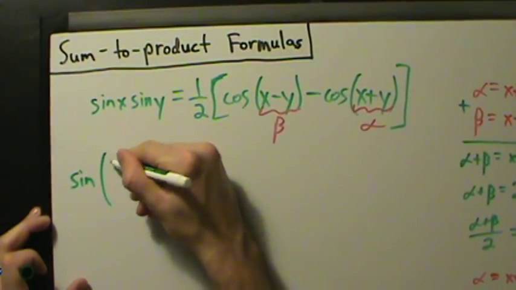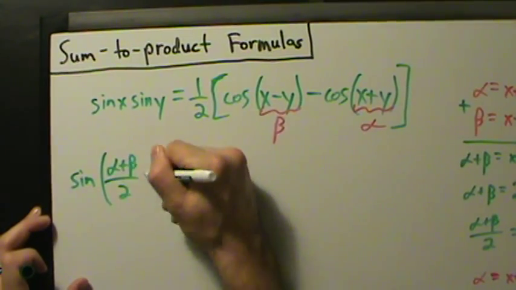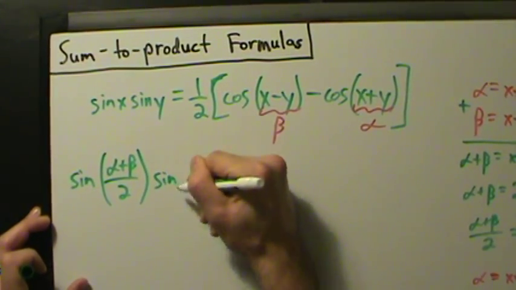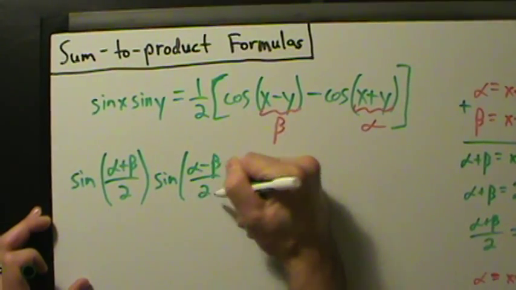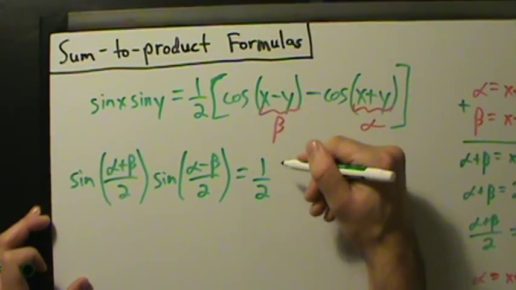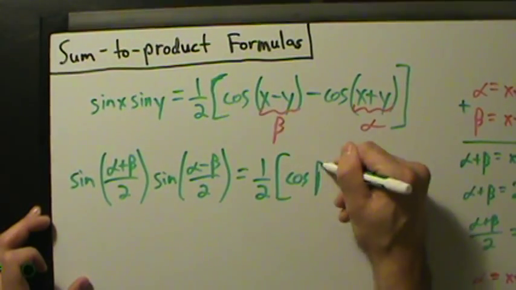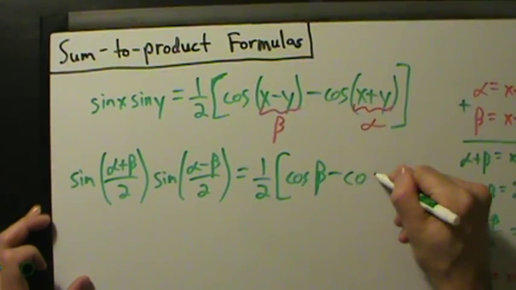sine of x, which becomes sine of alpha plus beta over 2, times the sine of y, which is sine of alpha minus beta over 2, equals 1/2 times the quantity cosine of beta minus cosine of alpha.